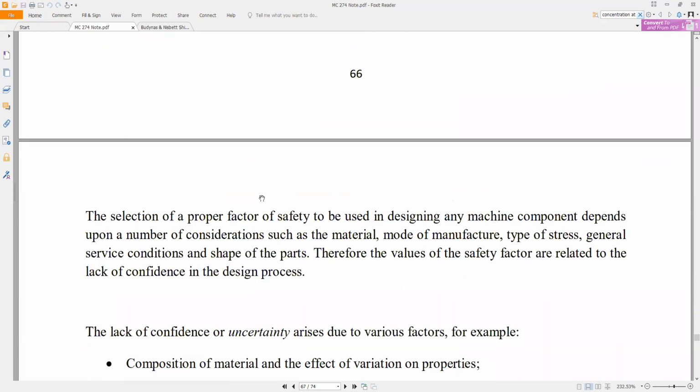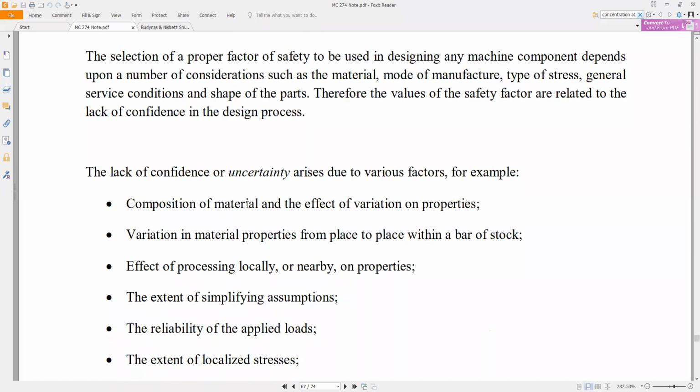The selection of a proper factor of safety to be used in designing any machine component depends upon a number of conditions such as the material, the mode of manufacture, type of stress, general service condition, and shape of the part, okay? Therefore, the values of factor of safety are related to the lack of confidence in the design process.